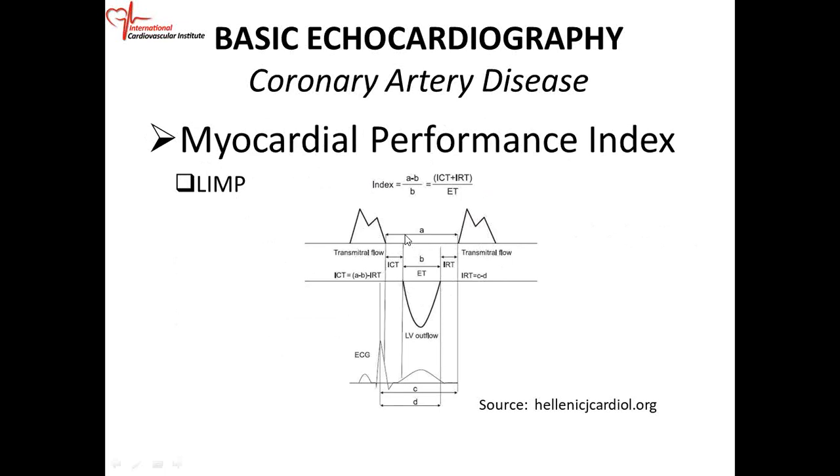We're going to subtract from this the ejection time. So when you subtract from the mitral valve closure to mitral valve opening the ejection time, you see you're left with isovolumic contraction time plus isovolumic relaxation time. And then you're going to divide by ejection time. So all you need to calculate LIMP is your IVCT and IVRT and your ejection time. Okay? So you have to know the definition. You need to draw this and fully understand it.